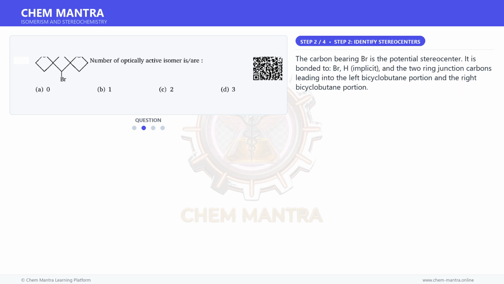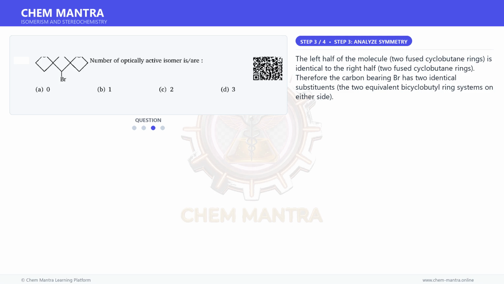Moving on to the next step. The carbon bearing Br is the potential stereocenter. It is bonded to Br, H, implicit, and the 2 ring junction carbons leading into the left bicyclobutane portion and the right bicyclobutane portion.